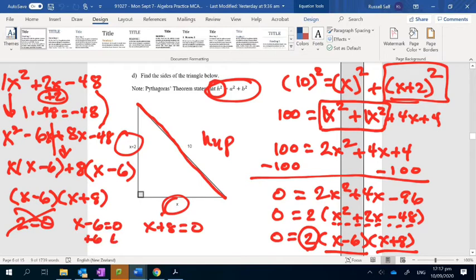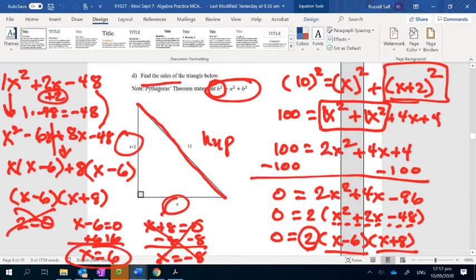Add 6 to both sides here. Gives us x equals what? 6. Subtract 8 from both sides here. Gives us x equal what? Negative 8, which we hate. Okay? All right? So, therefore, x equals what?